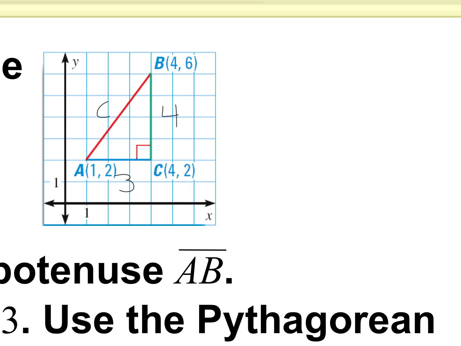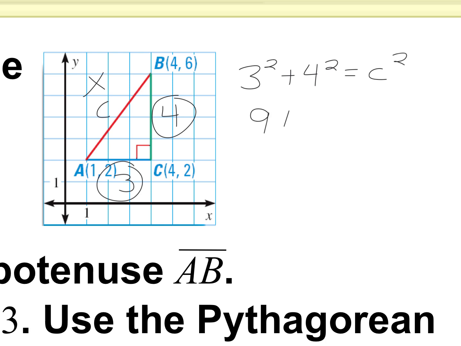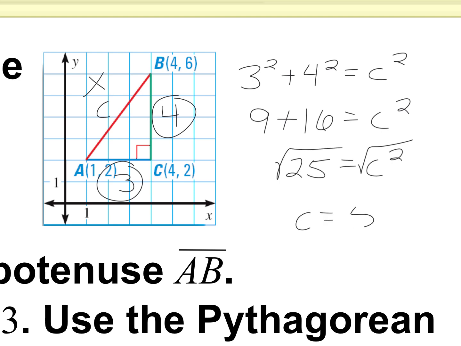How do I solve? What do I use? Pythagorean theorem. What are my 2 legs? 3 and 4. So we have 3 squared plus 4 squared equals c squared. Okay, in your homework, it's going to have x there, but it's the same thing, okay? So what's 3 squared? 9. What's 4 squared? 16. What's 9 plus 16? 25. Last step. Square root. So we get c equals 5. So our hypotenuse or our long side is 5.